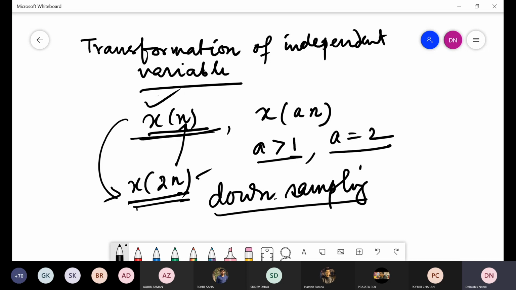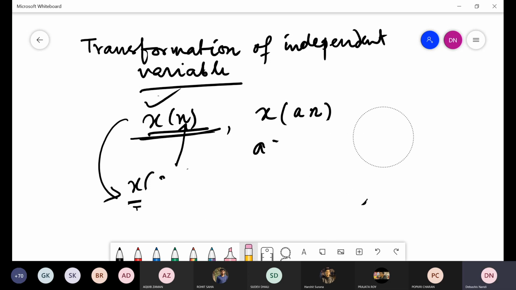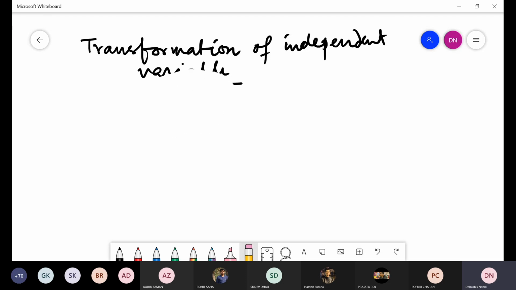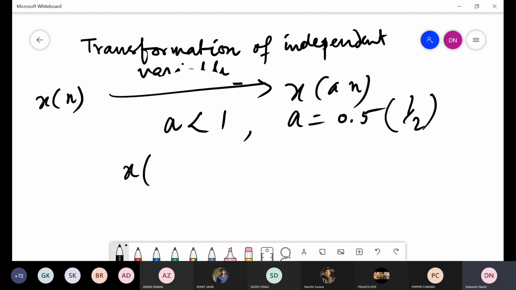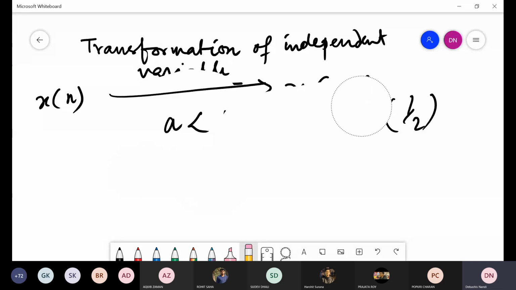In general, but when a is less than 1, our signal is x[an], where the original signal is x[n] and the transformed signal is x[an]. Let us consider a is less than 1, for example a is equal to 0.5, or actually half. Suppose a is equal to half. Then the new signal is x[n by 2]. This will create half sampling. Half sampling means it will increase the number of samples. If no value is there, then you will put 0 there. So in between samples, you will get some zeros. Let us consider one signal, then it will be clear to you.